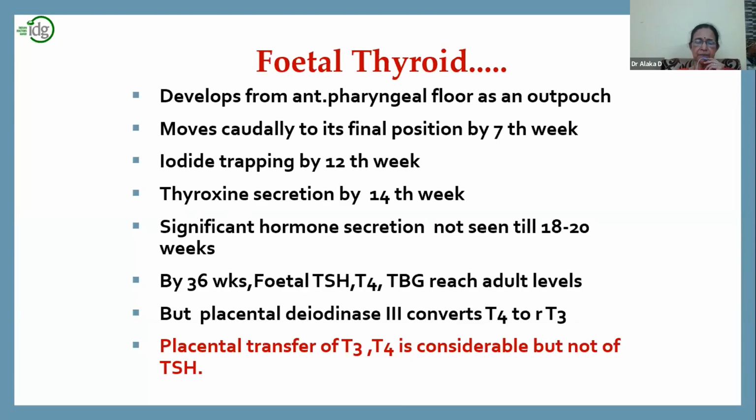However, there is a placental deiodinase 3 that converts fetal T4 into reverse T3. Reverse T3 is an inactive metabolite. So what I'm saying, placental transfer of T3, T4 is considerable, but not of TSH. So mother's TSH doesn't cross the placenta, but T3 and T4 do, and that is why the fetus is growing. The fetus is getting the metabolic stimulation from the mother's thyroxine. So we have to see that the mother is adequately euthyroid.